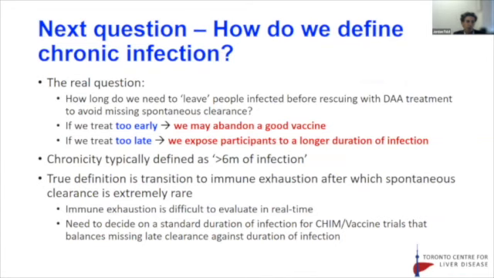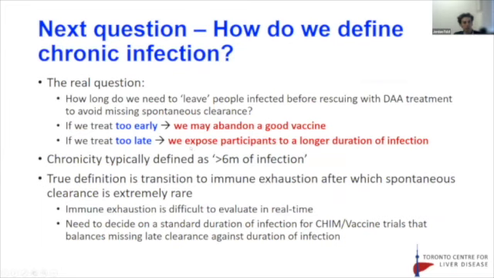So then we've discussed this question of time. What defines chronic infection? And the real question here is, how long do we need to leave someone infected before rescuing them with the AA therapy to avoid missing spontaneous clearing? And here there's a balance. If we treat too early, we may abandon a good vaccine that was going to lead to clearance, but we treated the people prematurely. If we treat too late, then we expose participants to a longer duration of infection, which has potential consequences.